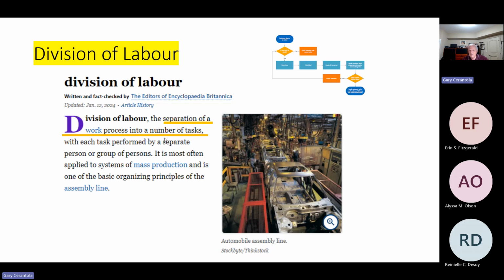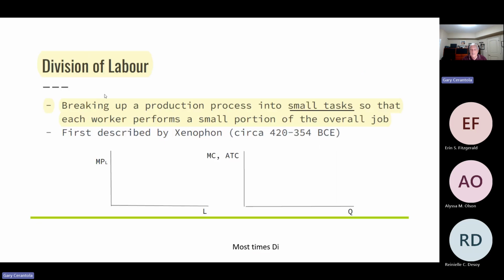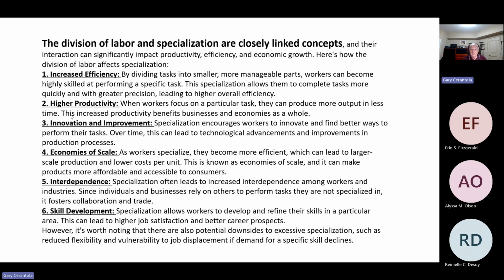And now we talk about division of labor. And I think I've mentioned that a little bit, but that's a separation of tasks. So the more that you can bring down the task and specialize it, then the better that you can control the quality and the cost and everything else, to a point, right? To a point. Okay. So division of labor, you're breaking up a production process into small tasks so that each worker performs a small portion of the overall job. Right? That's what it looks like. But here's all the benefits: increased efficiency, higher productivity, innovation and improvement, economies of scale, a greater interdependence, like specialization often leads to increased interdependence among workers, skills development. So it has a lot of benefits, right?